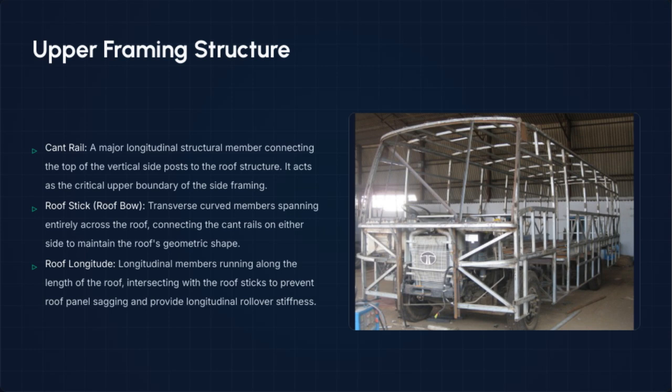It connects the top of the vertical side posts to the roof structure, effectively serving as the upper boundary of the side framing. Together, these elements form a strong, interconnected framework that supports the roof and maintains its shape, which is essential for overall structural integrity.